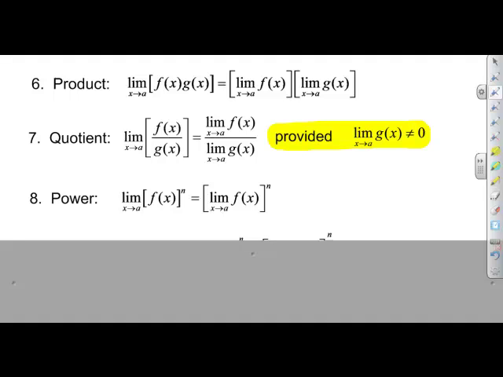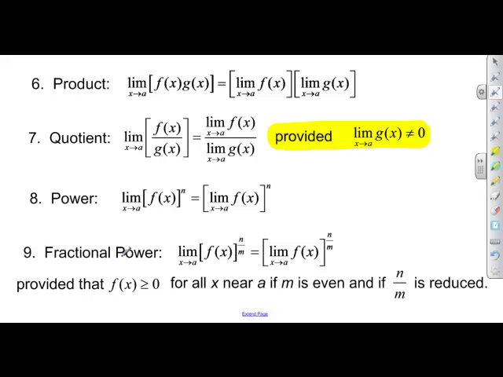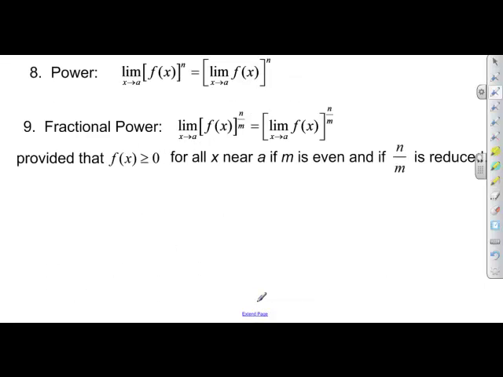And then finally, the last rule is a specific version of the power rule, the fractional power. The difference here is that our power is a fraction, and there are a couple of things we have to consider. First of all, this f of x has to be greater than or equal to 0 for all x near a.